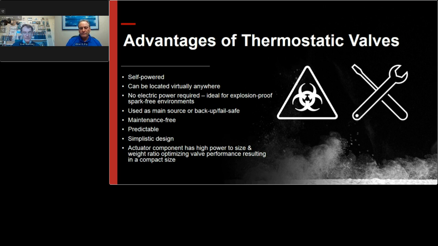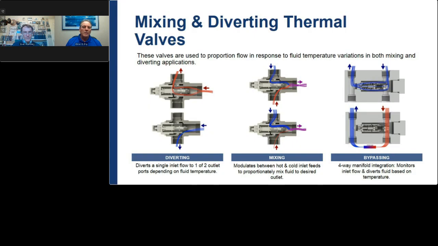Yeah, so that's a fairly good summary of the advantages. In what types of applications could you use thermostatic control valves, particularly in the aerospace and defense field? Okay. Predominantly, it's mixing and diverting valve applications. These valves are used to proportion flow in response to fluid temperature variations in both mixing and diverting applications.